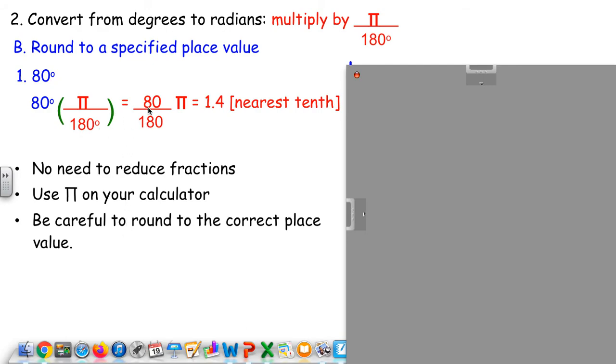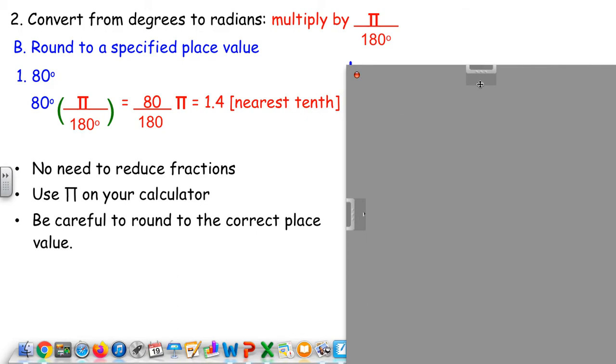So you could either do 80 times the pi, that whole 3.14159, and so on, and then divide that by 180. Or you could do 80 divided by 180 first, get a decimal, and then multiply that value by pi. Whatever you get, when you round it, in this case to the nearest tenth, I get 1.4. Go and do that and see that you also end up with 1.4.